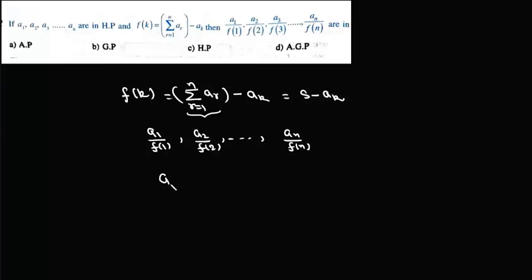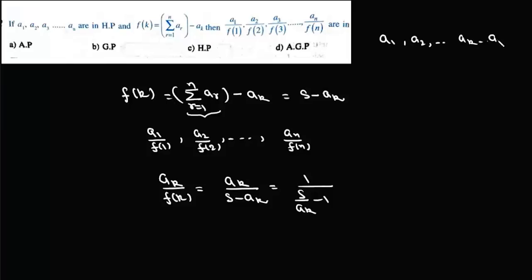Now if we write AK upon Fk, it will be AK upon S minus AK. We can write this as 1 upon S by AK minus 1. Now we know that A1, A2, AK, An are in HP, then the reciprocals 1 upon A1, 1 upon A2, 1 upon AK, 1 upon An will be an AP.